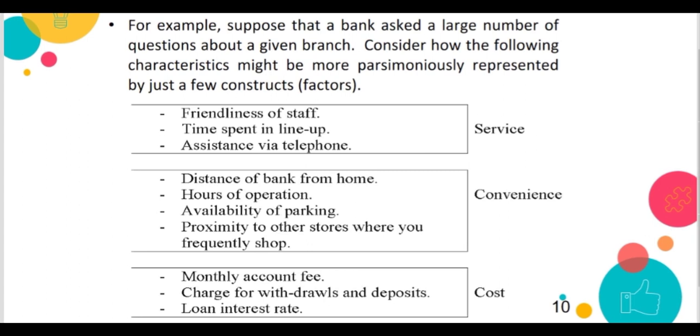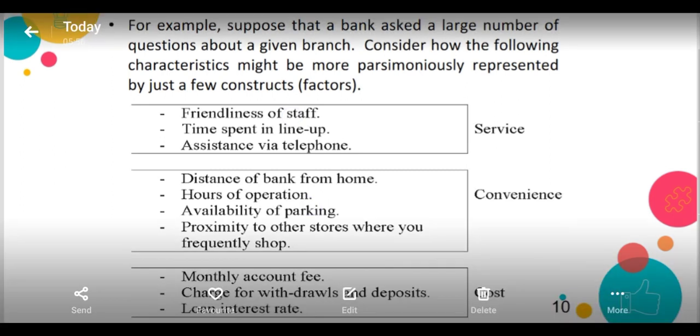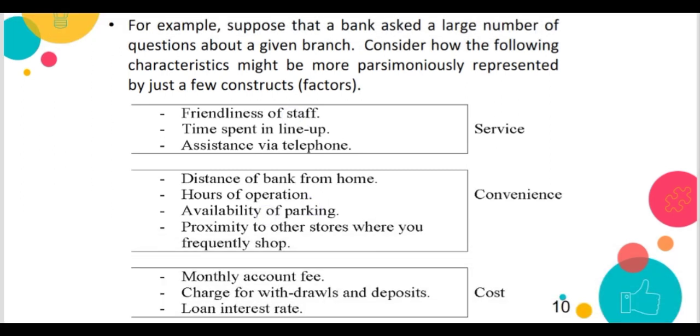For example, suppose that a bank asks a large number of questions about a given branch. Consider how the following characteristics will be more parsimoniously represented by just a few constructs or factors. Before this, in the previous lesson in principal component, I already explained the same example, but I want to stress it once more. Let's say all of these are the variables: friendly staff, time spent, assistance.